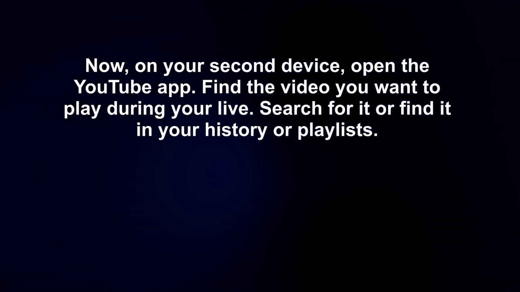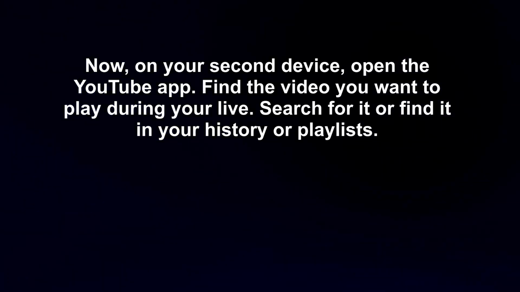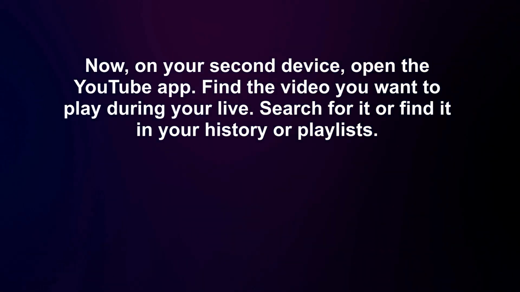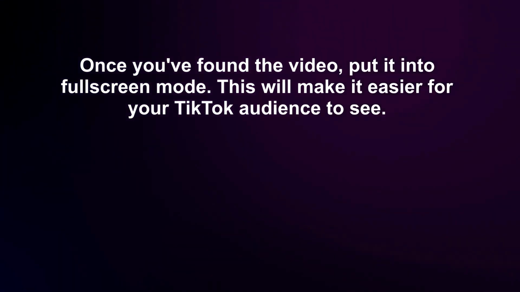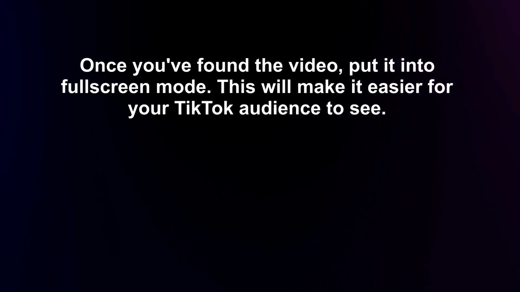Now, on your second device, open the YouTube app. Find the video you want to play during your live. Search for it or find it in your history or playlists. Once you've found the video, put it into full screen mode. This will make it easier for your TikTok audience to see.